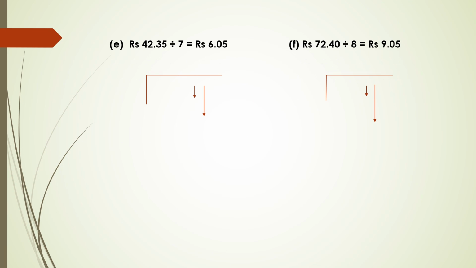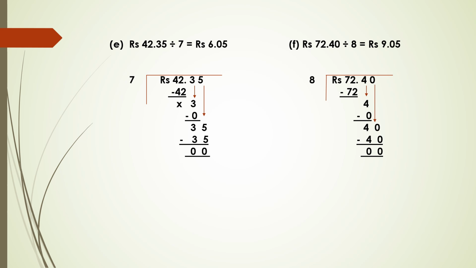Now children, E part, 42 rupees 35 paisa divided by 7. Now write 42 rupees 35 paisa in the dividend part and divide, children. So 42 comes in the table of 7 6 times. So write 6 on the quotient part, rupees 6. Then 42 minus 42 is 0, nothing.